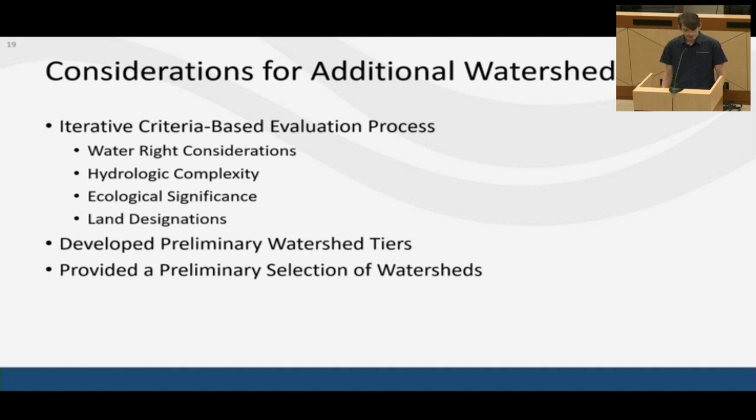So the preliminary selection of watersheds presented today reflects staff's considerations of the preliminary tiers. This meeting and the comments we receive are part of this iterative evaluation and will inform the final selection of watersheds.